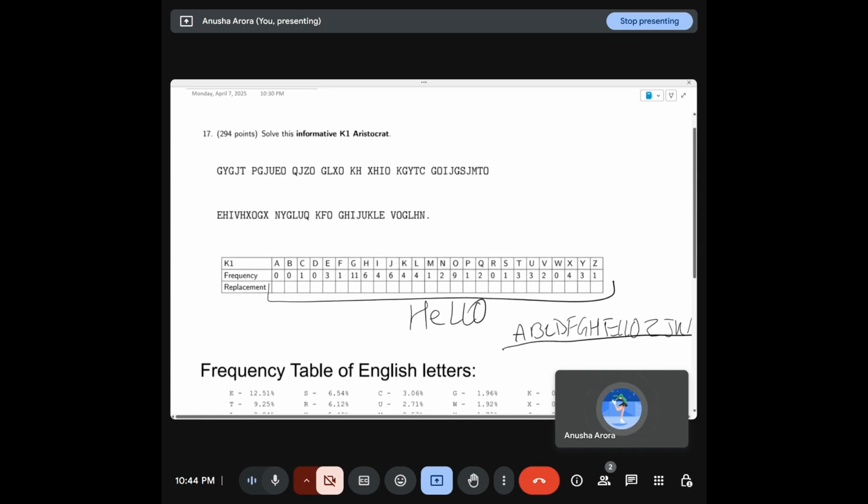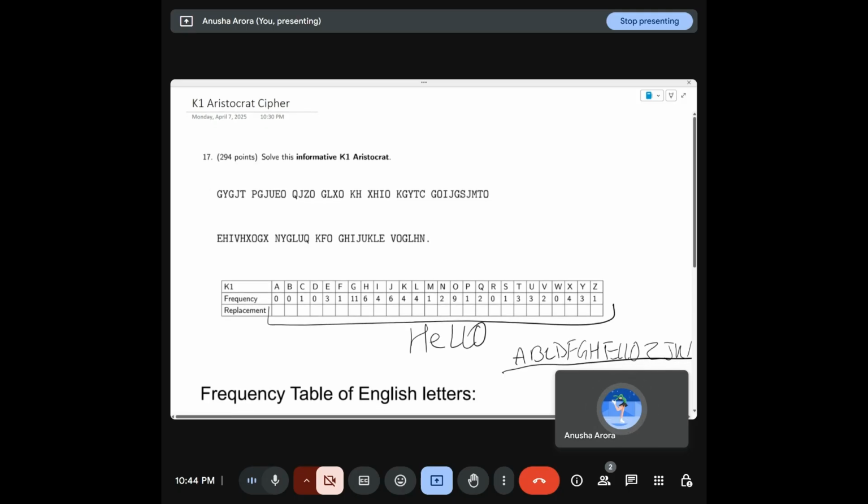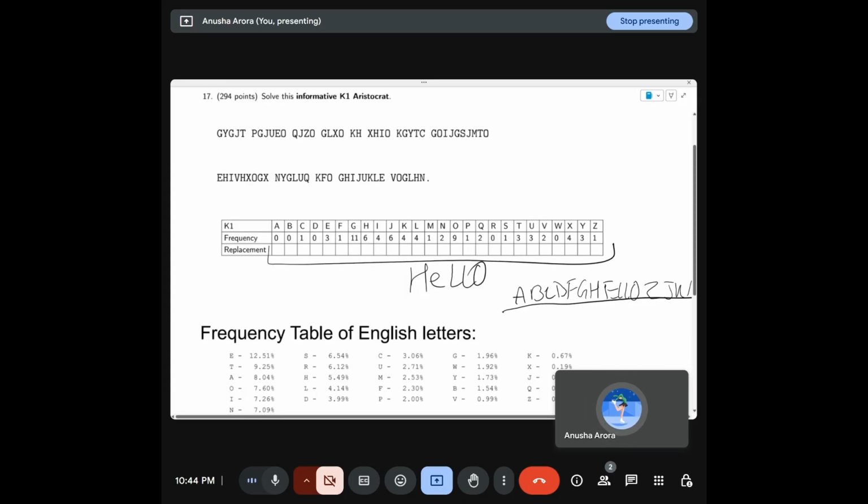And so today we'll be looking at something called the K1 Aristocrat. And what this is, it's just a twist on your normal Aristocrat, except instead of random letter swaps, it uses a keyword to scramble the alphabet in a specific way. So the example I have here is, for example, in your replacement area, which is going to be right over here, you might have the keyword of hello.